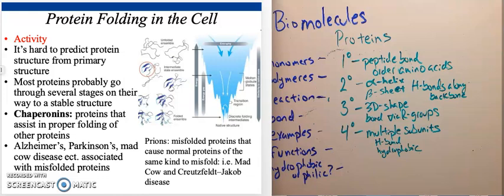In Alzheimer's disease, there are these plaques of this tau protein that clumps together because it's misfolded and disrupts neuronal activity. There are infectious proteins called prions that are misfolded proteins that cause other proteins to misfold, which also disrupt neuronal function. And this causes mad cow disease in cows or Creutzfeldt-Jakob disease in humans.